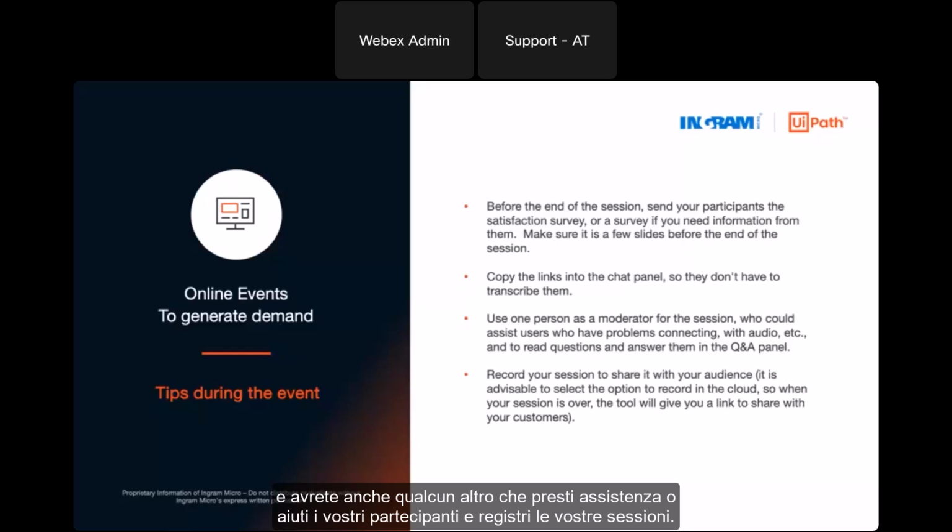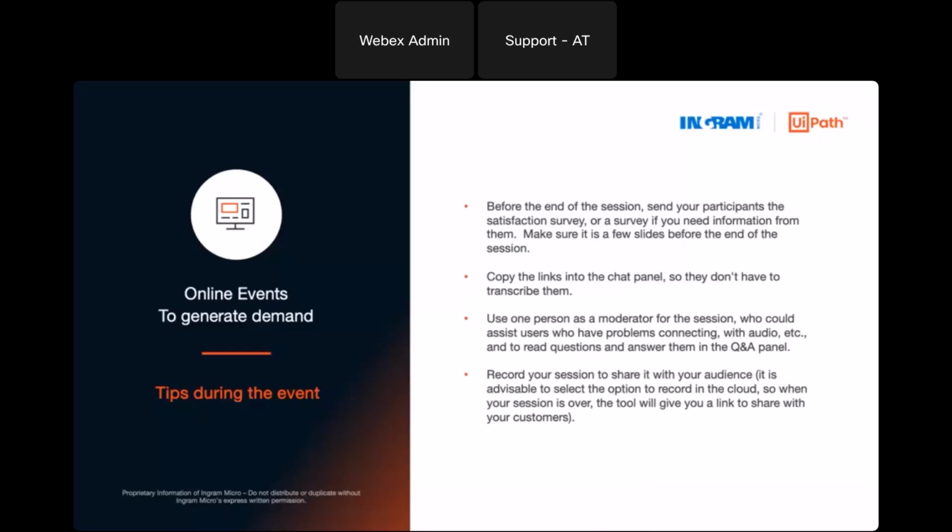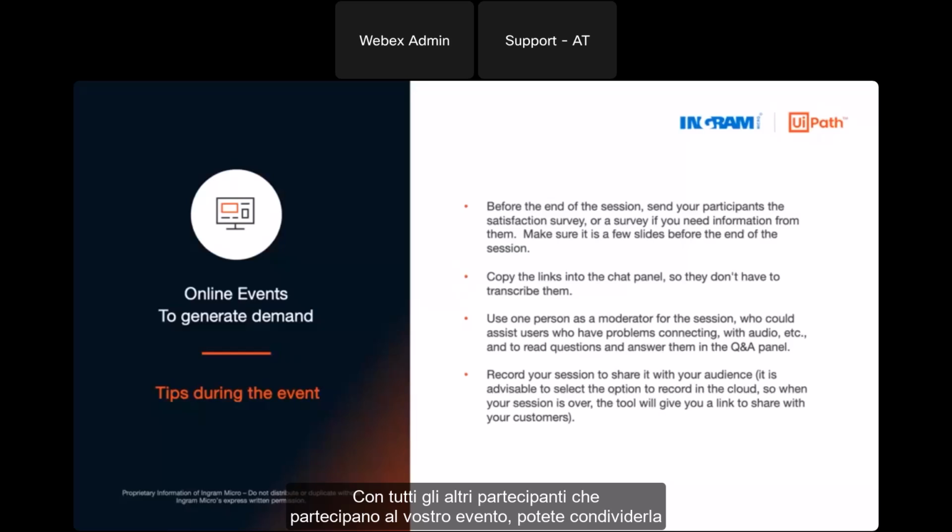And record your sessions. Now, ideally, you should share that recording with your audience, right? Like with all the participants who attend your event, you can share that recording with them, and with the ones that weren't able to attend the session as well, right? Now, you need to consider this.